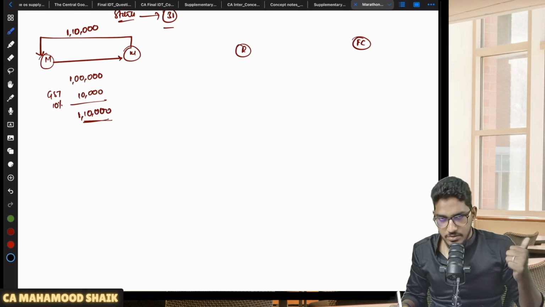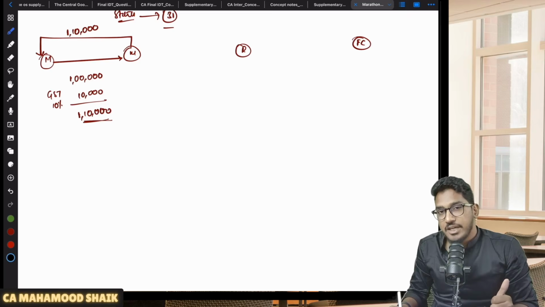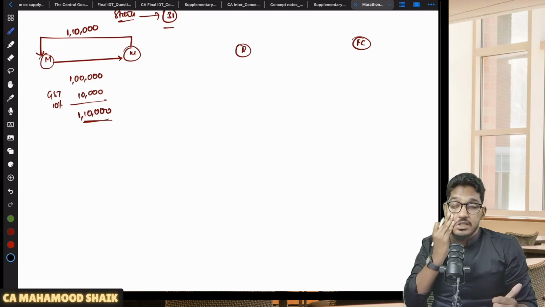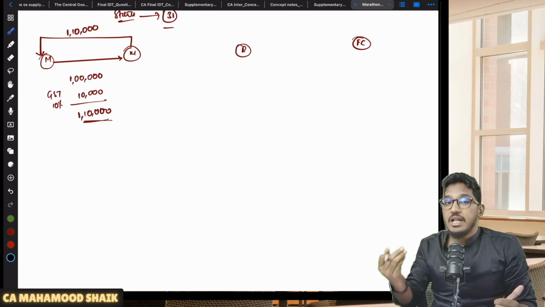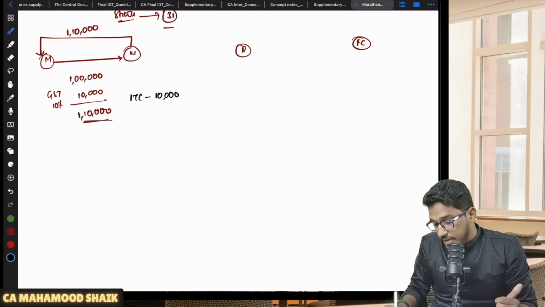That's why the government is also saying, since you are not a final consumer, you have paid 10,000 rupees of GST, that GST we will add to your wallet. Whatever GST amount you have paid on your inputs, we will load it into your wallet, and you can take credit of it. That I call input tax credit.